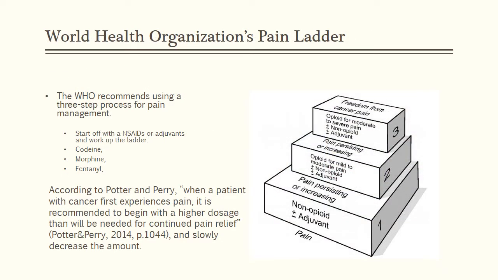The World Health Organization's pain ladder. The WHO is responsible for a 3-step process for pain management. So basically it starts off with the use of a non-steroidal anti-inflammatory medication, and you work up the ladder to codeine, morphine, fentanyl, etc. So according to Potter and Perry, when a patient with cancer first experiences pain, it is recommended to begin with a higher dose than will be needed for continual pain relief, and then slowly decrease the amount as necessary.